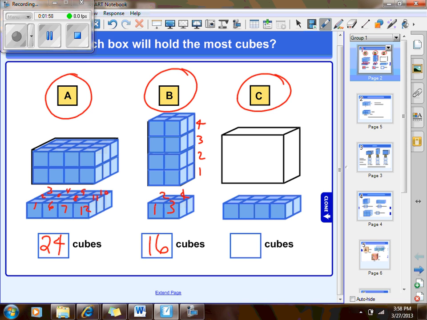Last one, box C, prism C. I want you to pause me now and see if you can figure it out before you play. So hit the pause button now and figure out how many cubes fill prism C.